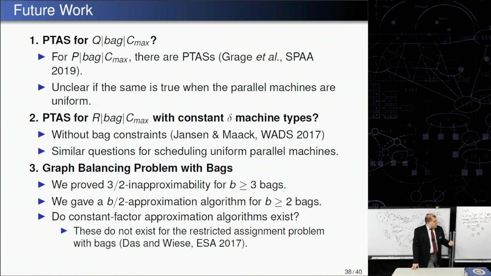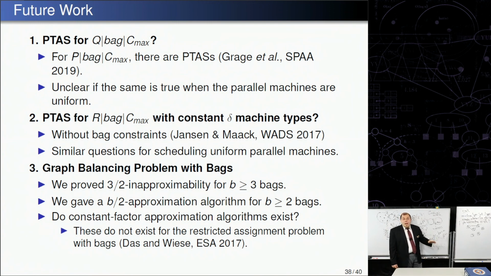We don't know. Number two, can we eliminate the number of bags as a constraint in a PTAS for this problem? Remember, I required the number of machine types and the number of bags to be constant. It's not clear if we can get rid of the number of bags as a constraint on our PTASs. So does there exist a PTAS without that?